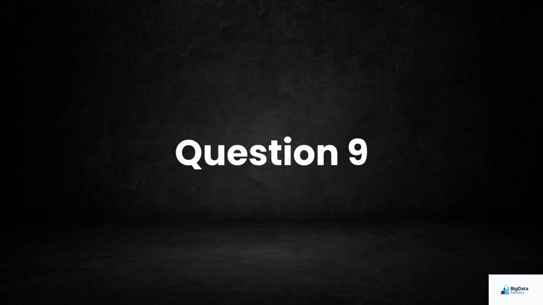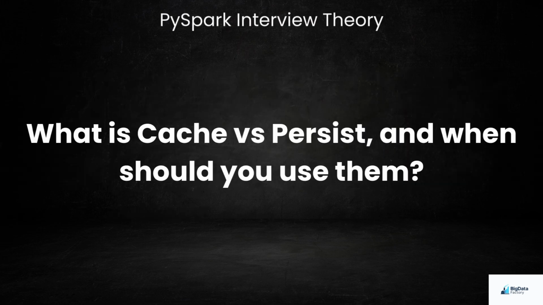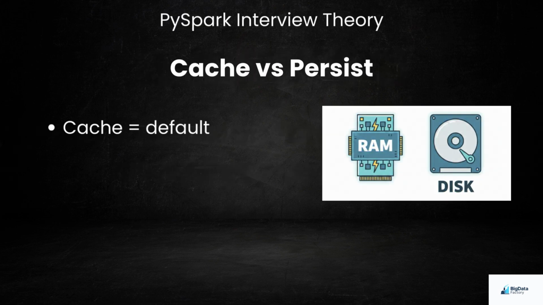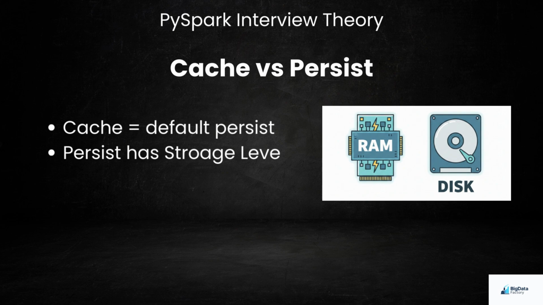Question number 9. What is cache versus persist and when should you use them? Both are ways to store intermediate results so Spark doesn't recompute them. Cache is basically a shortcut for persist with a default storage setting, usually memory only. Persist lets you choose the storage levels like memory plus disk.